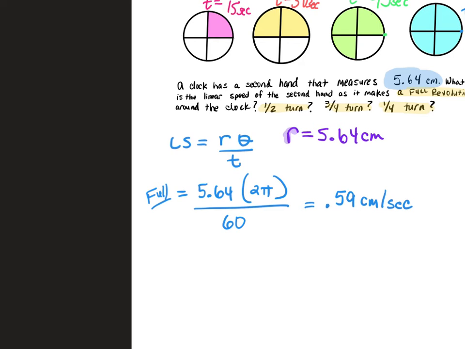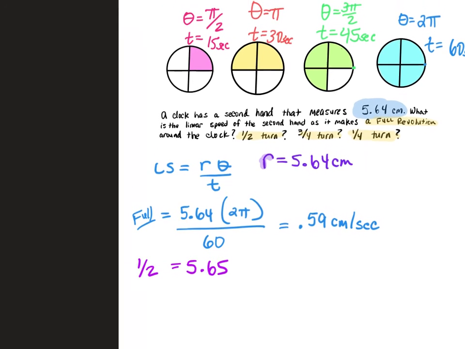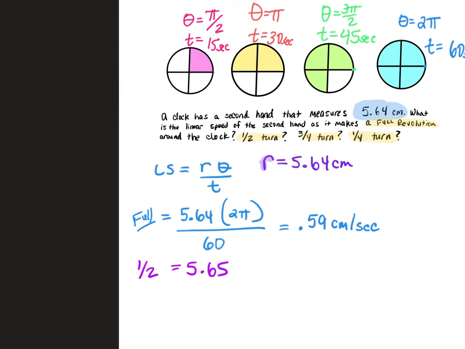Okay, a half turn, right? That's the next thing. So my radius stays the same. It's 5.64. For a half turn, what is the central angle that I use? What's the central angle measurement? Pi, good. And then what do I divide by? How much time goes by in half of a turn? 30 seconds.